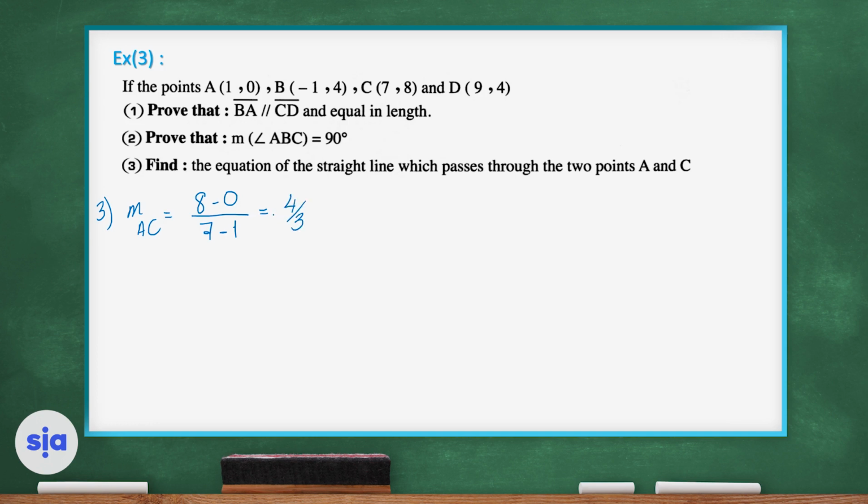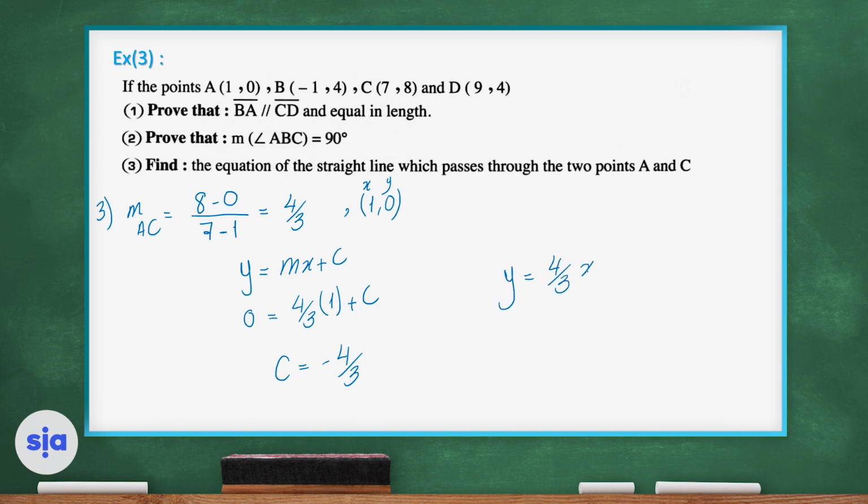Let's pick any of the points A or C in order to find the y-intercept. So for example, I will choose point A, which is (1, 0). You know that the equation is y equals mx plus c. So we replace the x by 1, the y by 0. So y equals m, which is the 4 over 3 times 1 plus c. In this case, c equals negative 4 over 3. Don't forget to write the equation of the line. So y equals m, which is 4 over 3 x minus 4 over 3.